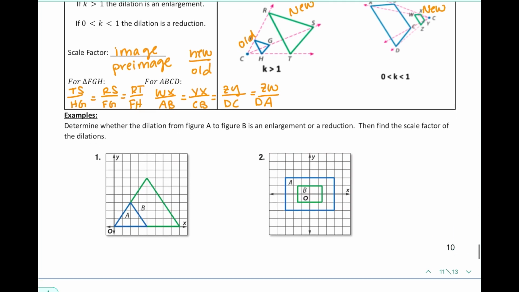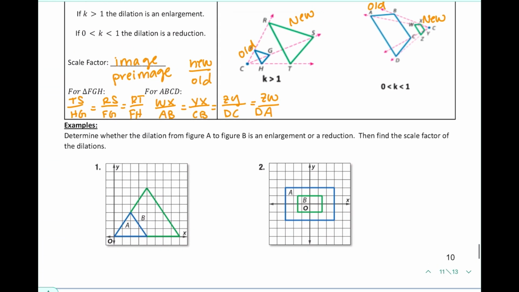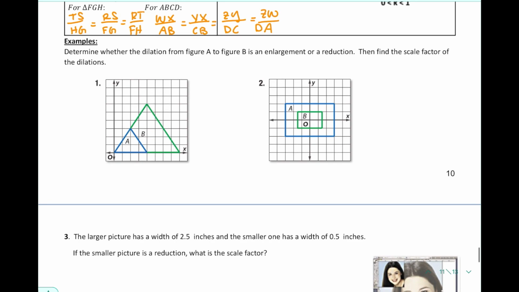But the main time we see dilations is with word problems and then also on a coordinate plane. You've seen this a little bit, but again, dilations oftentimes we're doing on the coordinate plane. So there are some examples. It says determine whether the dilation from figure A to figure B is an enlargement or a reduction. Then find the scale factor of the dilations.